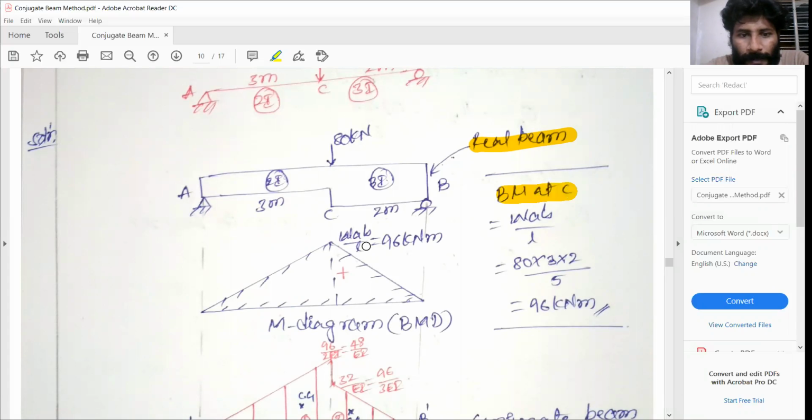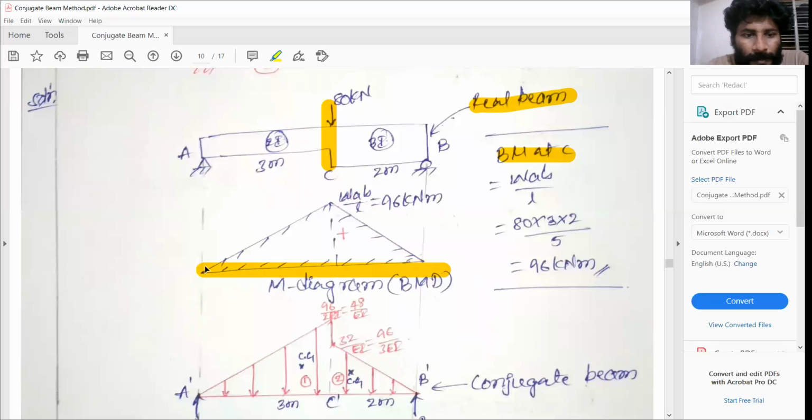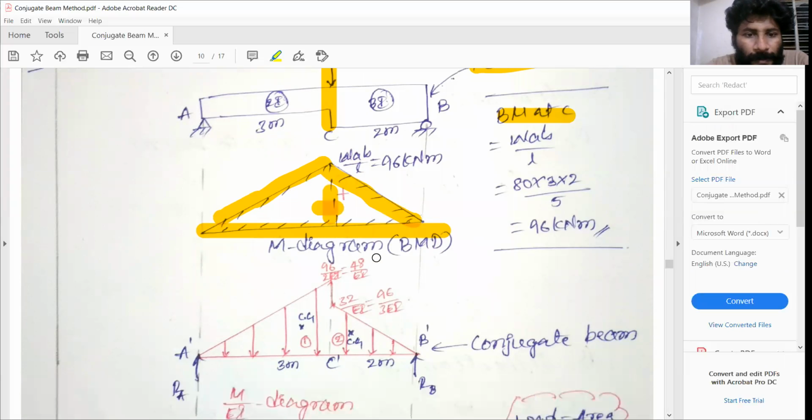So we know the bending moment at C exactly is WAB by L. Everything is calculated here, 96 kilonewton meter. So the bending moment diagram is here. It's a linear variation because it's a point load, and it's a positive value. So 96. After finding the M diagram, that is the bending moment diagram, we have to calculate the M by EI diagram.